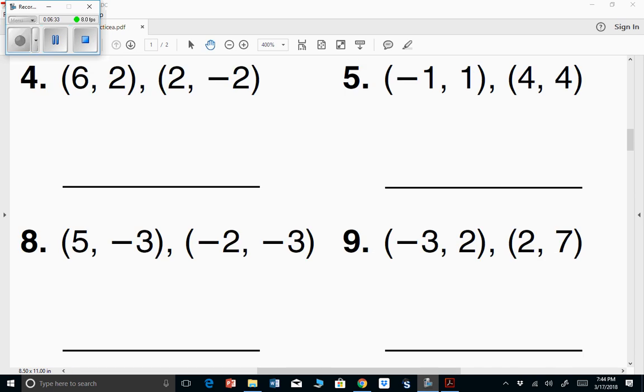Okay, there are 4 problems in front of you, numbers 4, 5, 8, and 9. Go ahead and use the formula and solve for the slope of those 4 problems. And we'll turn the video back on in a few minutes and check and see how you did.